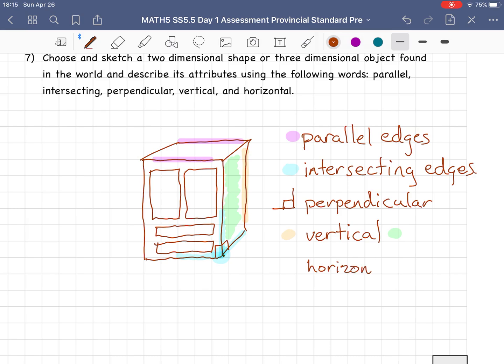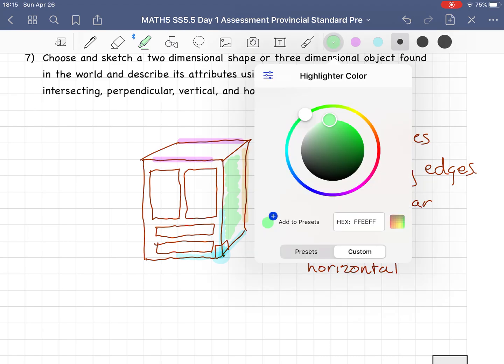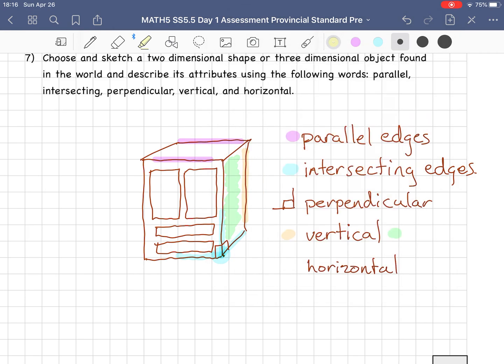All right, now let's take a look at horizontal. Horizontal edges, well, there's lots. There's this edge, this edge, this edge, and many more. All of those edges are horizontal. They're all going like the horizon. So I'm just going to highlight one. I'm going to choose a yellow highlighter. There's a horizontal edge right there.